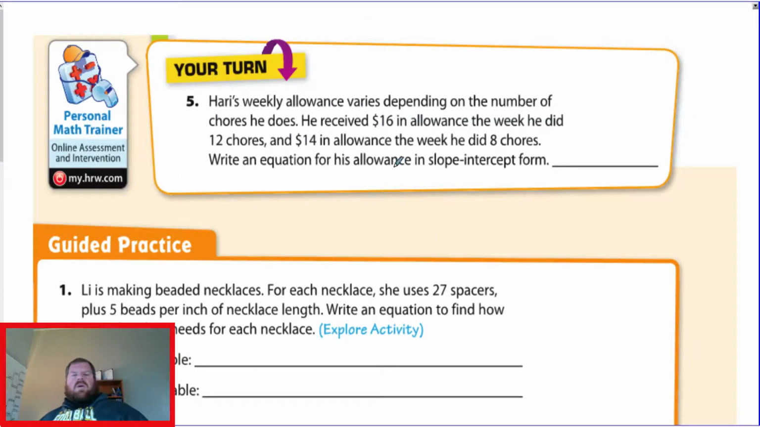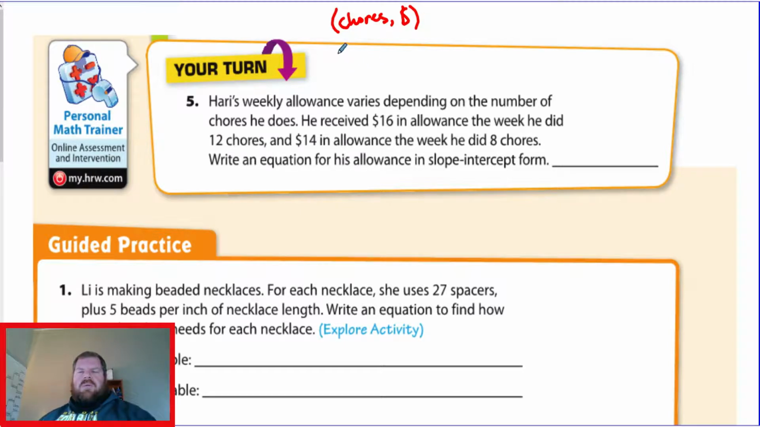And we've got one more little U-turn problem here, and it's probably going to involve finding the y-intercept. So I do want to do it, but they don't give you very much room to do so. This is Harry's weekly allowance varies depending on the number of chores he does. Pretty typical situation. He received $16 when he did 12 chores and $14 when he did 8 chores. So first we need to find the slope. And so for my x's and y's, we're going to go number of chores for x and allowance in dollars for y.